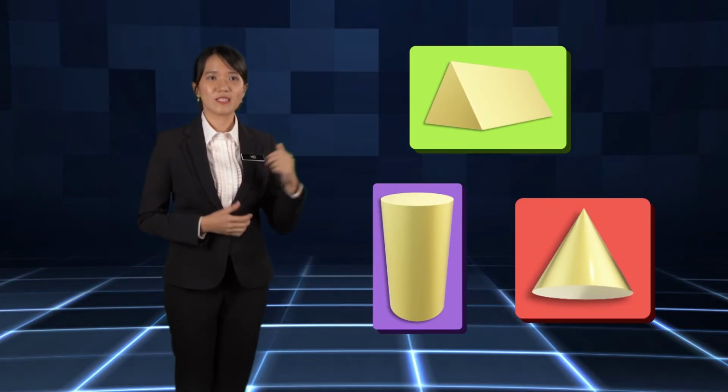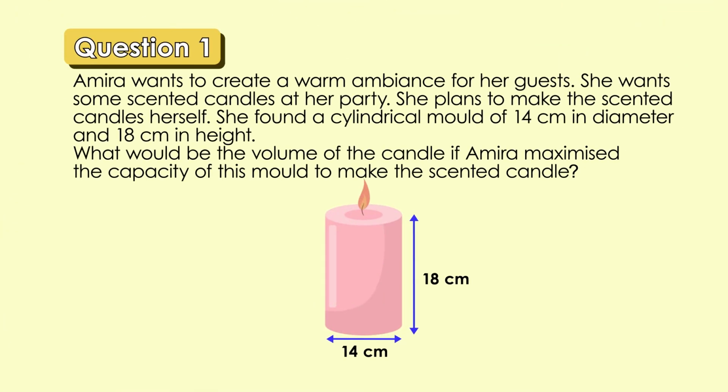You are doing great! So far, we have learned the formula to determine the volume of prisms, cylinders, and cones. We can now apply what we have learned to calculate the volume of the objects around us. Let's do some questions. Amira plans to host a tea party. Let's assist Amira in her planning. Amira wants to create a warm ambience for her guests. She wants some scented candles at her party. She plans to make the scented candles herself.